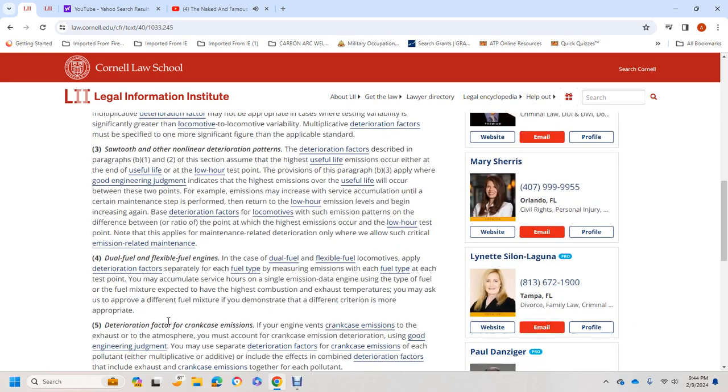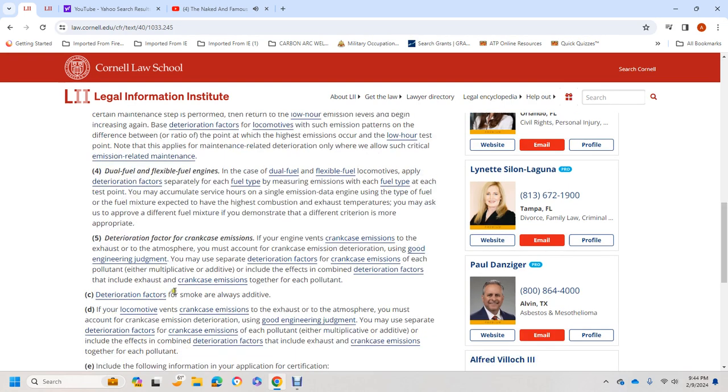Alright, four, dual fuel and flexible fuel engines. In the case of dual fuel and flexible fuel locomotives, apply the deterioration factor separately for each fuel type, measuring emissions with each fuel type. Each of the test runs with accumulated service hours of a single emission data engine uses the type of fuel or fuel mixture expected to have the highest combustion exhaust temperature. We may ask you to prove a different fuel mixture to demonstrate that the differential criterion is more appropriate.